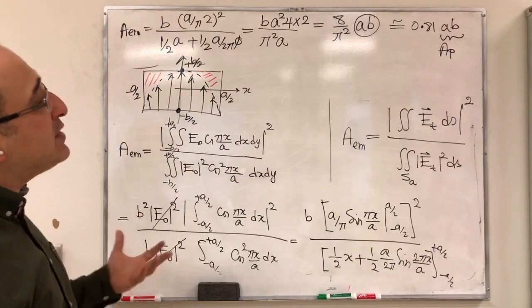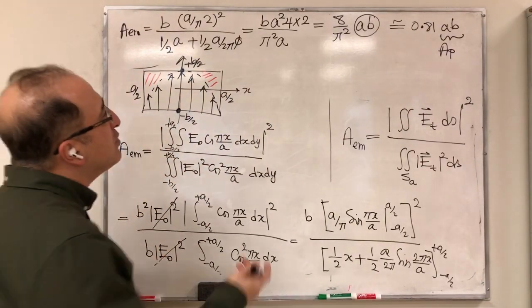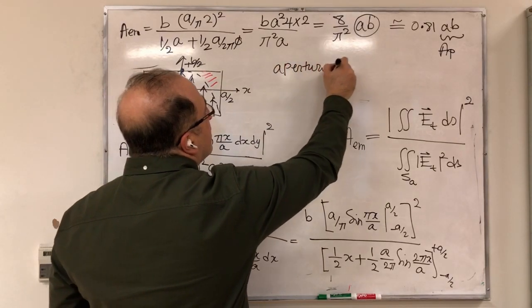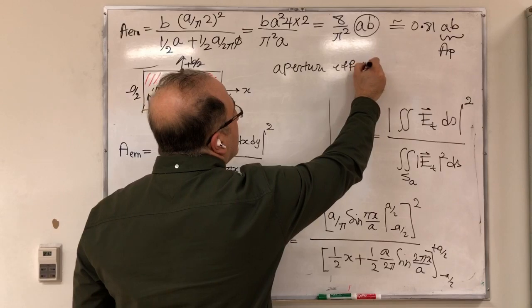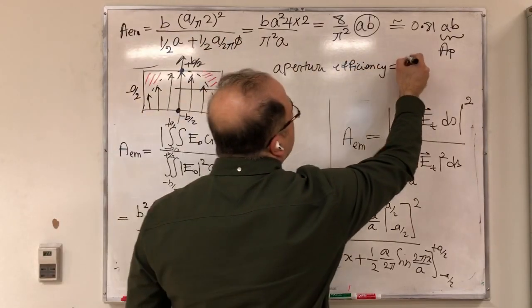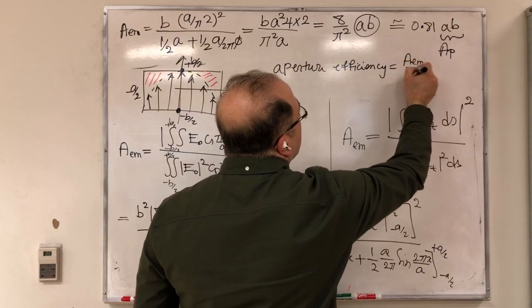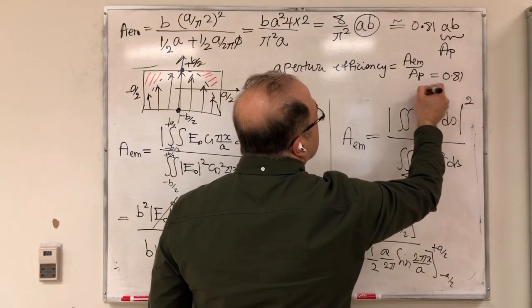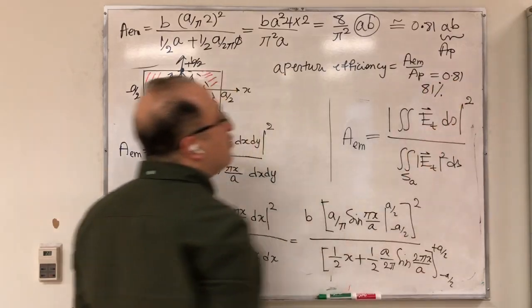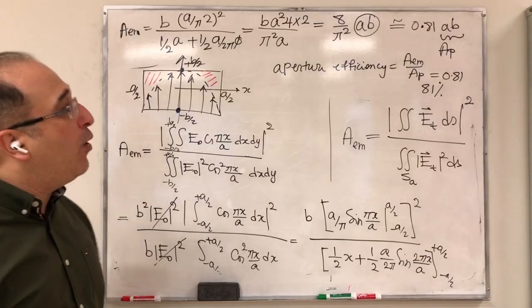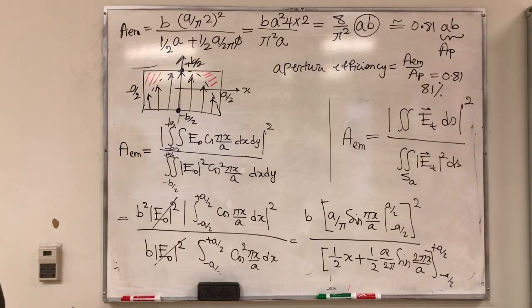So now based on this, you may actually introduce aperture efficiency as well, which is going to be the ratio of AEM to AP, and you say it's 81%, or 0.81. So this is specific to this open-ended waveguide antenna. So now this is our effective aperture.